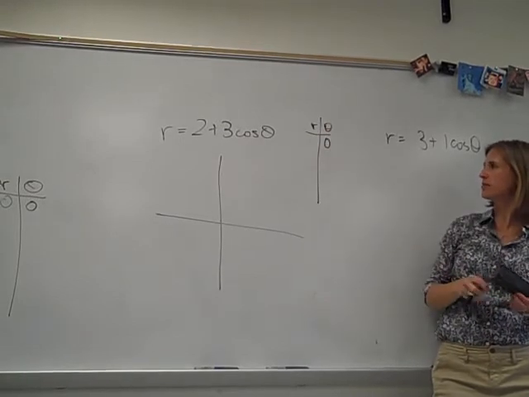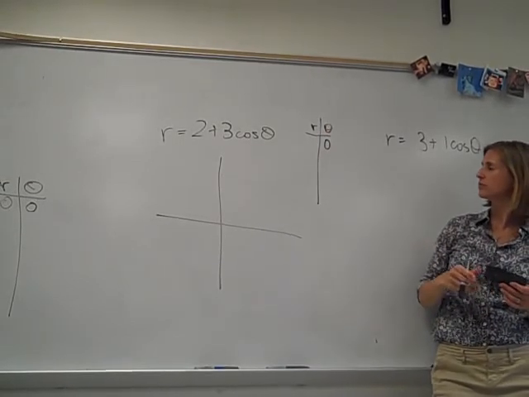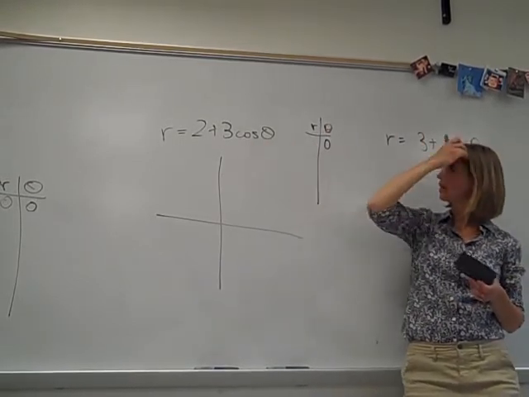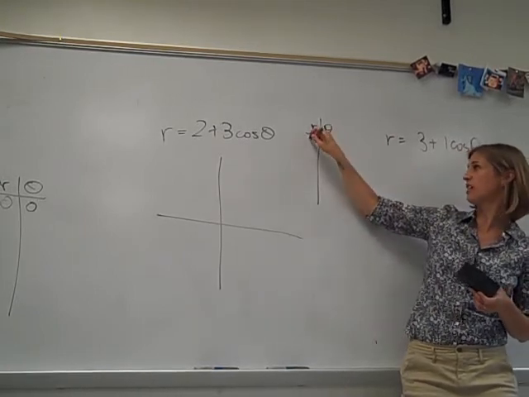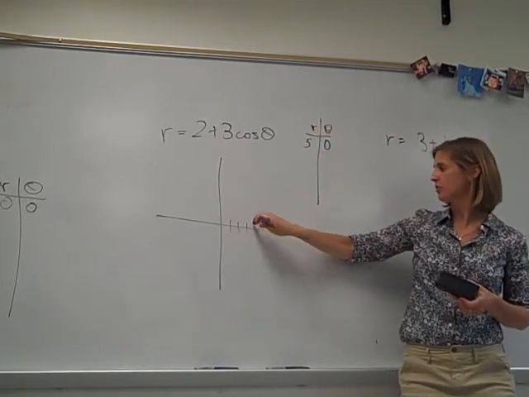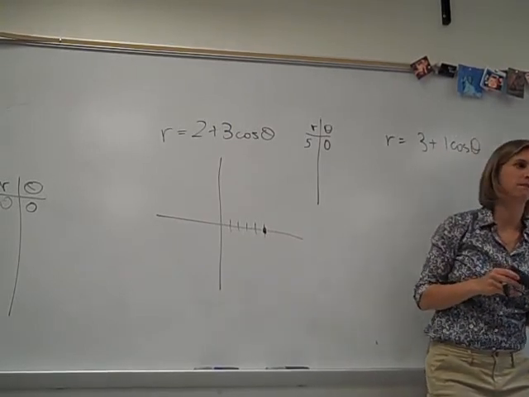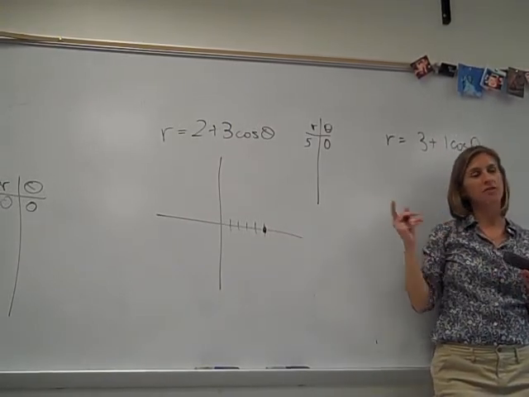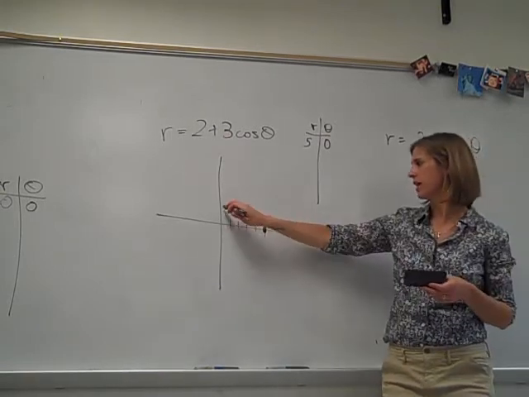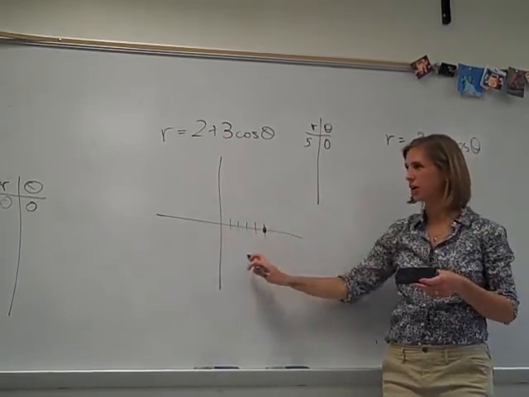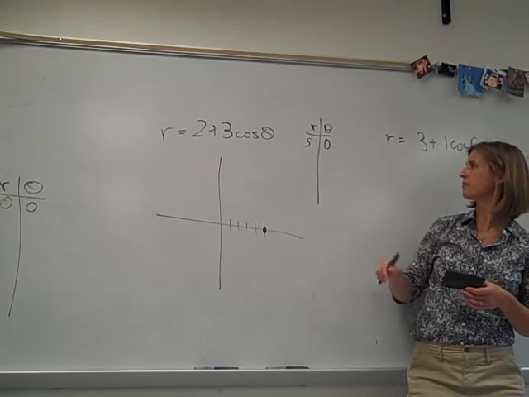If I plug theta to be 0, what do I get? Cosine of 0 is 1, times 3, plus 2, so I should get 5. So 1, 2, 3, 4, 5. I have a point here. Do you think that's the inner loop or no? No. When I add those two numbers up, 2 and 3, that's going to be the biggest part of the curve away from 0.